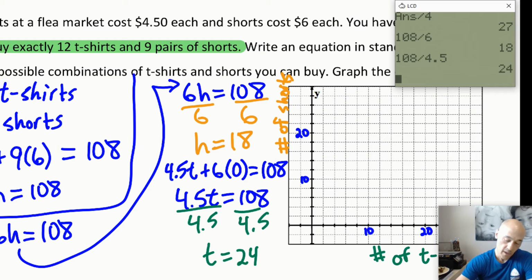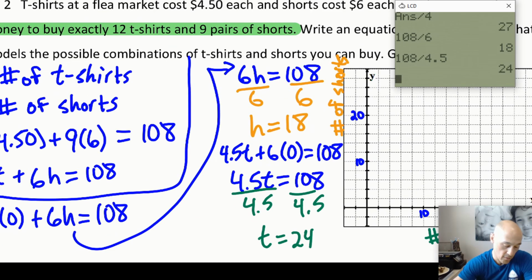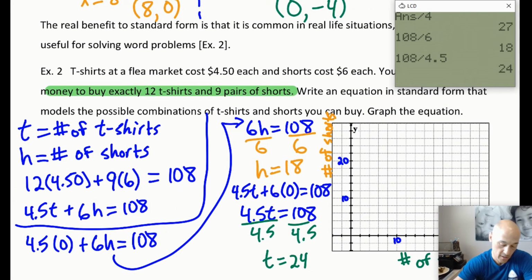And so he can buy, if he buys 0 t-shirts, then he can buy 18 pairs of shorts. And if he buys 0 pairs of shorts, he can buy 24 t-shirts. And then what I can do is I can connect those with a straight line, and any point along there will tell me some number of t-shirts and shorts.